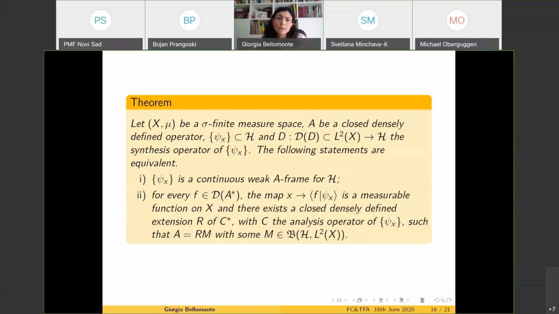Another result is that if we have a sigma finite measure space, a closed densely defined operator A, and a family of vectors psi in H, then saying that psi is a continuous weak K-frame for H is equivalent to saying that for every f in the domain of A star, the adjoint of A, the map is a measurable function on X, and there exists a closed densely defined extension R of the adjoint of C, such that A can be decomposed as the product of R times M, with M a bounded operator from H to L2 of X.